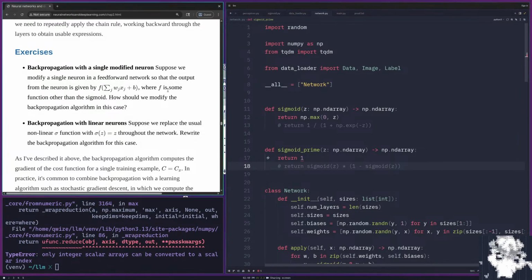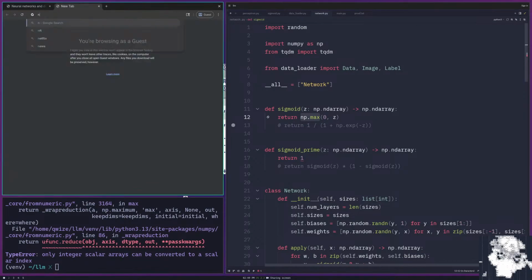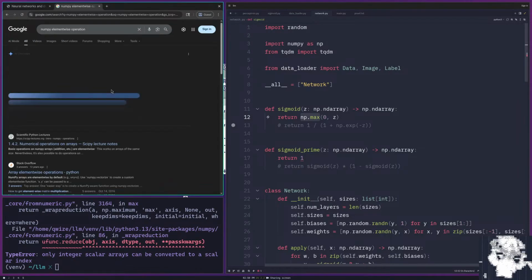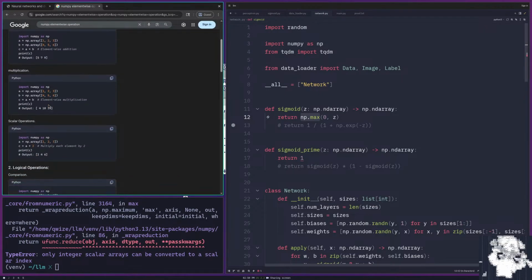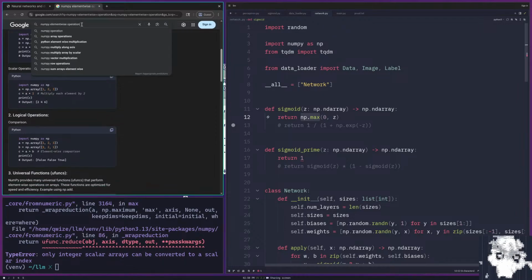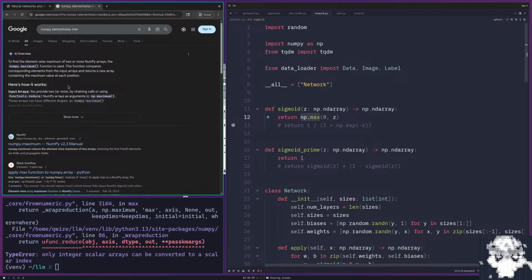It doesn't like the max thing. How do I do a numpy element-wise operation? Element-wise max. Dot maximum or dot fmax. Okay, dot maximum.